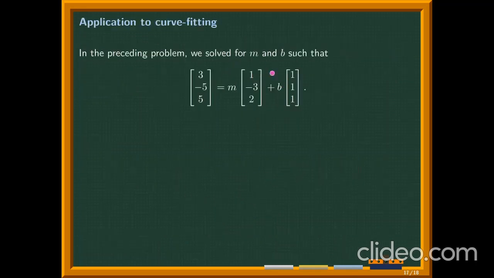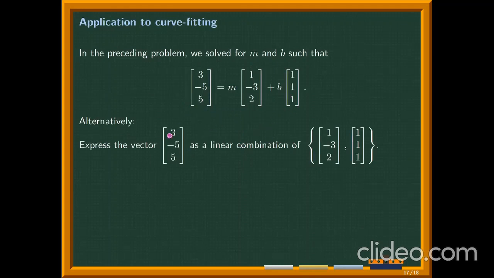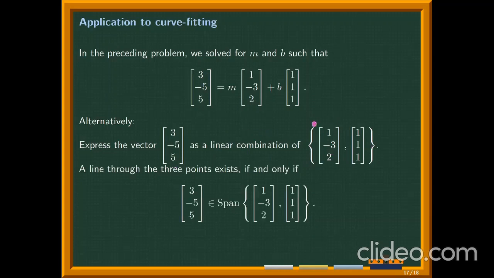And in the last problem, we solved for m and b satisfying this equation, and an alternative way of saying this is: express the vector 3, negative 5, 5 as a linear combination of these two vectors. So to answer the problem, a line through the 3 points exists if and only if 3, negative 5, 5 belongs to the span of these two vectors.